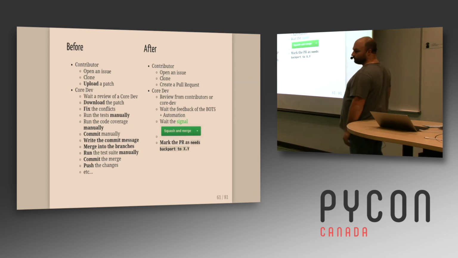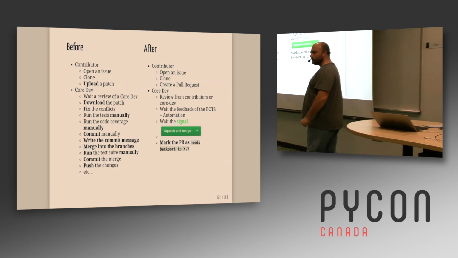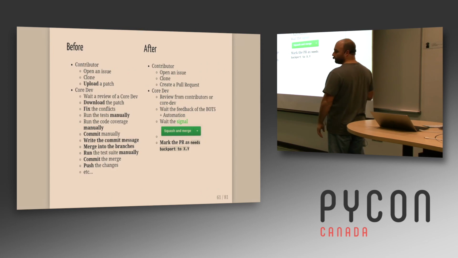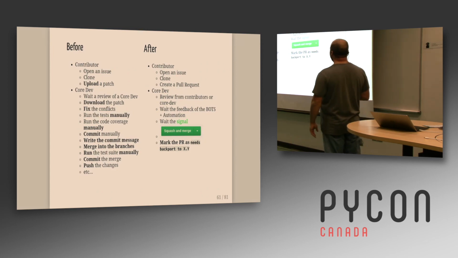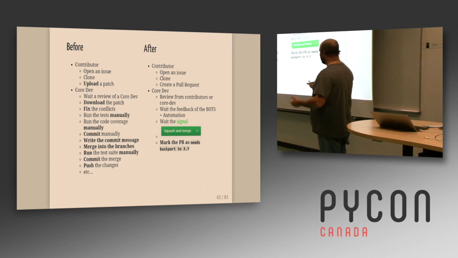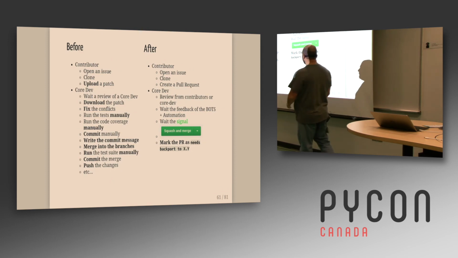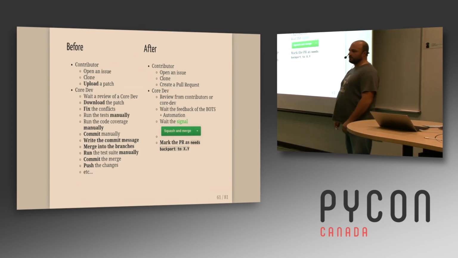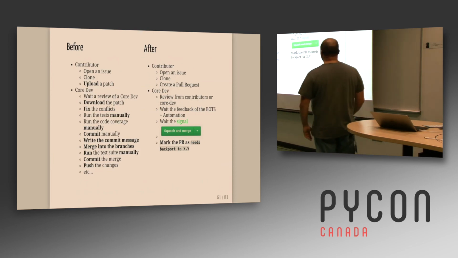No, now you're a contributor: just open an issue, clone it, create a pull request. Just that. For a core dev, just review the pull request, comment on it, wait for the feedback from the bots and the automation. And if you have a big green display, just push the button, squash and merge. No more. And of course, if we need a backport, mark the pull request as needing a backport to 2.7 or 3.6.